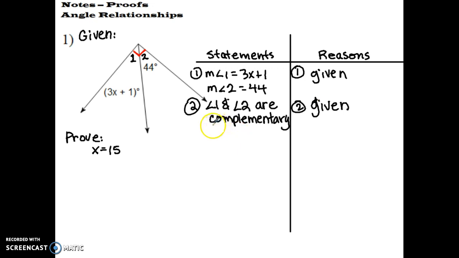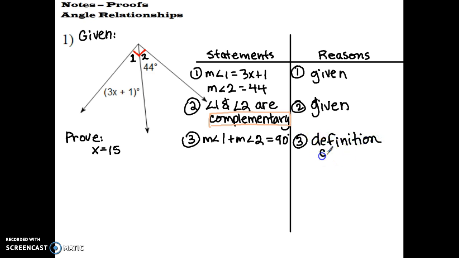Based on this information of being complementary, I know that the measure of angle 1 plus the measure of angle 2 is 90 degrees. That's my definition of complementary.